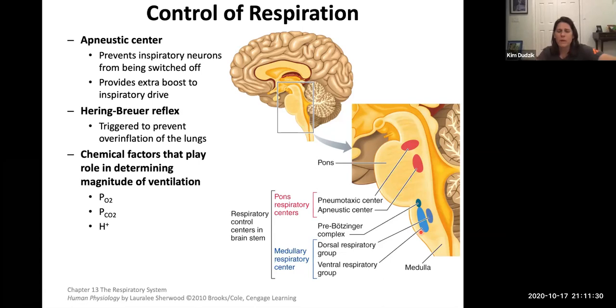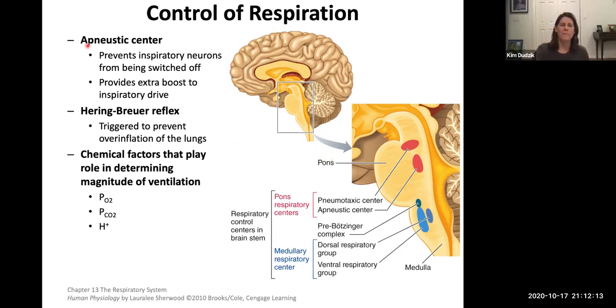And then we can modify our respiration rate by these two groups in the pons. If you remember, the pons has respiratory centers. So we have the pneumotaxic center and we have the apneustic center. And the apneustic center can stimulate the inhalation cells of the medulla to develop more deep inhalation. And then the pneumotaxic can inhibit the apneustic from stimulating the medullary center. That kind of slows respiration rate.